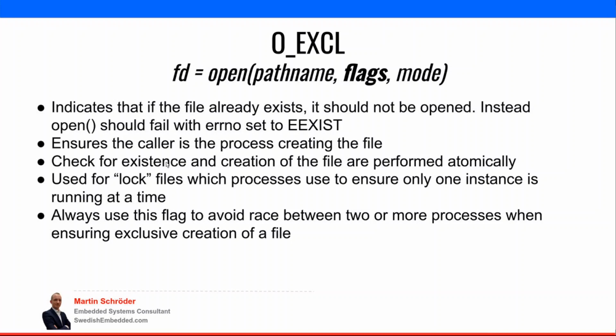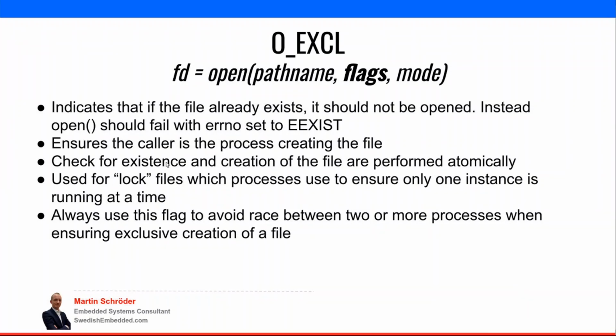We also have an option to open a file exclusively, and if we specify this flag, O_EXCL, then it indicates that if the file already exists, it should not be opened or created. So instead, open should fail with error set to EEXIST, and this ensures that the caller is the actual process that is creating the file. So if you have multiple applications that need to make sure that they only create a file once, then this flag guarantees that they will not create the file at the same time. So it guarantees that there is no race condition in terms of creating the file.